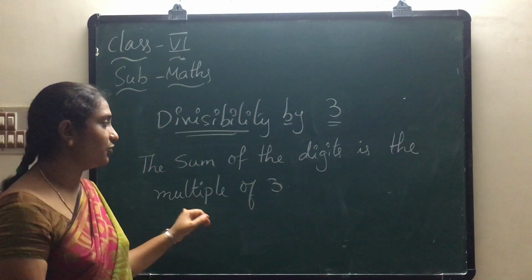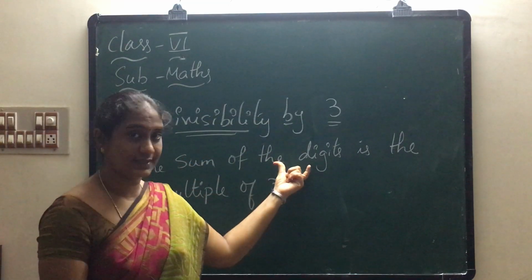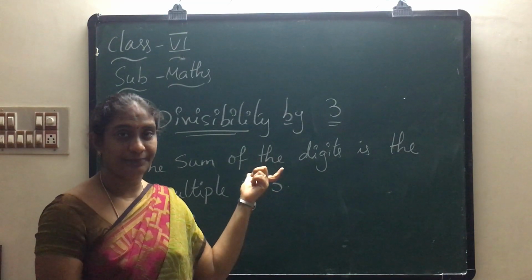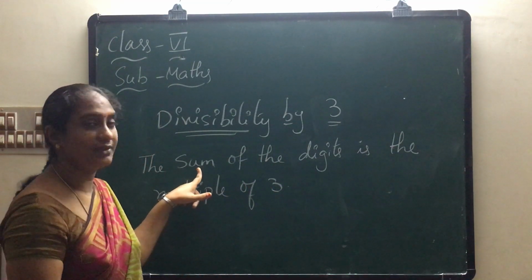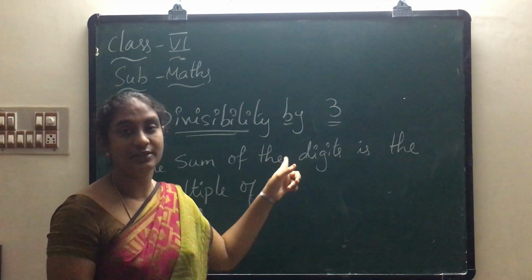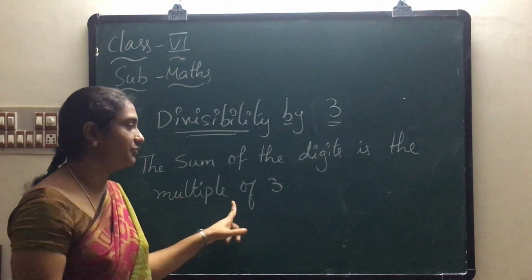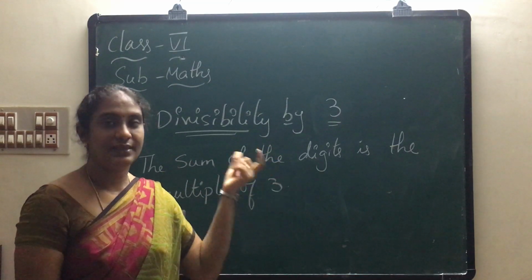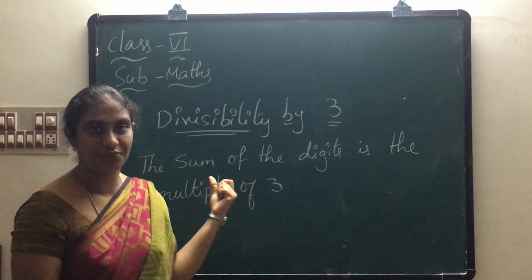What is the divisibility rule for 3? See, the sum of the digits. The sum means what we have to do here? Addition. The sum means we have to add the digits. What are the digits they have given? Those digits we have to add. After adding the digits we get a number. That number must be divisible by 3, a multiple of 3.